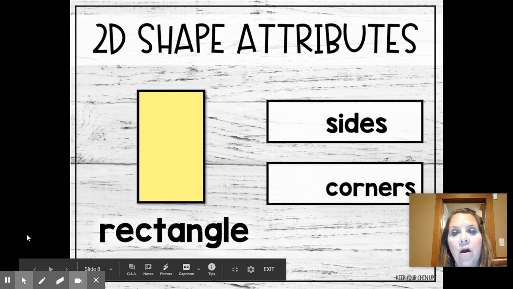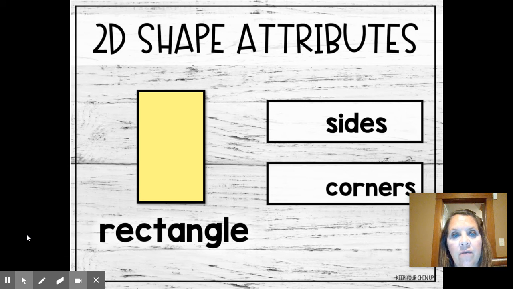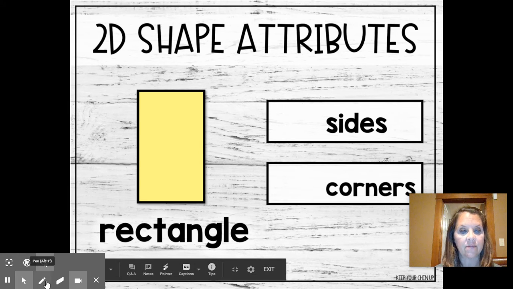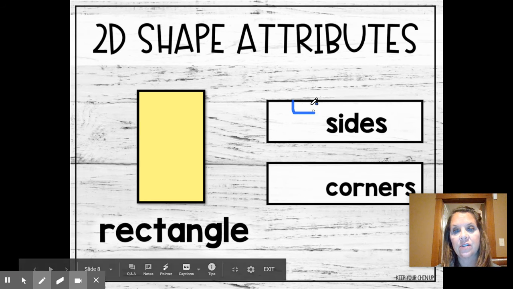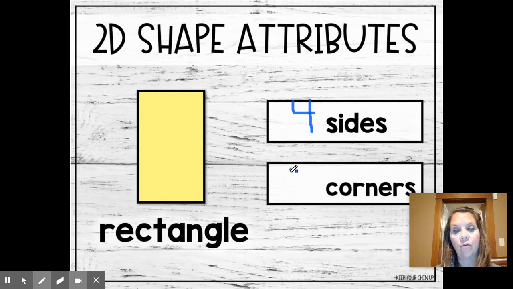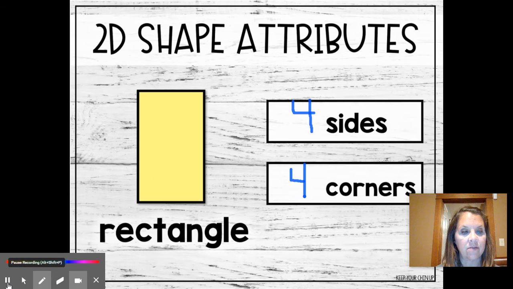Okay, what about a rectangle? Yesterday, one of our crew members said that this was his favorite shape. How many sides and corners does a rectangle have? Let's pause. Correct. That answer is 4. We have quite a few shapes that have 4 sides and 4 corners. All right, let's go to the next one.